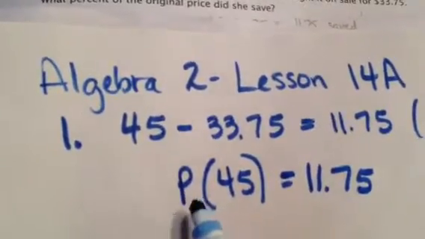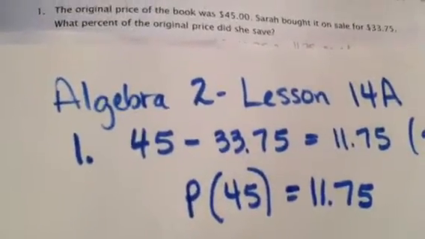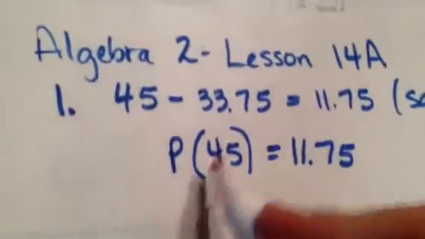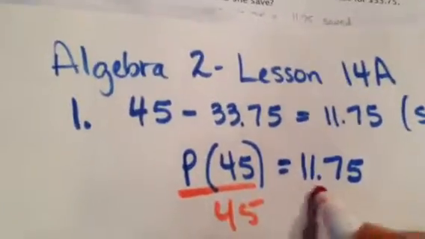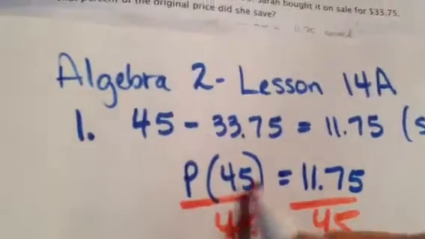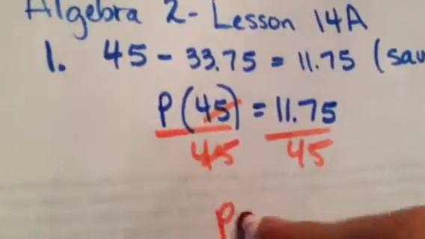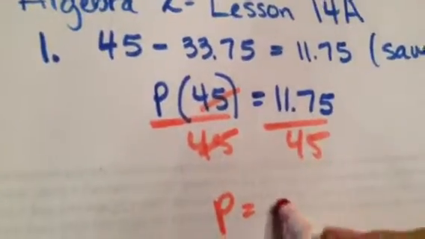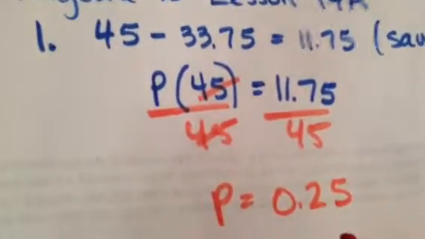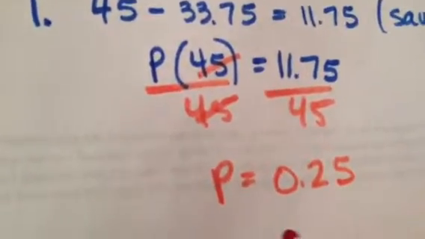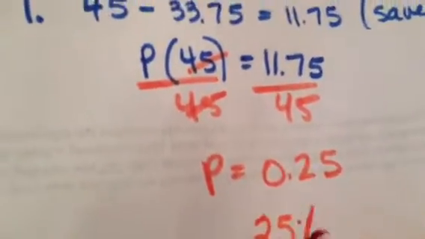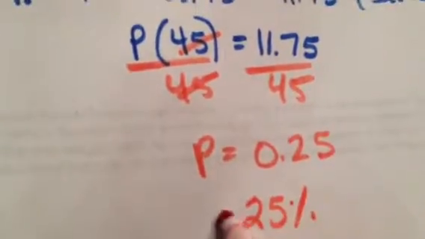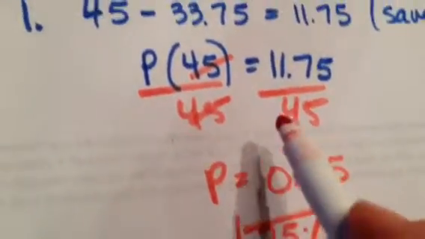If I want to get P by itself, I'm going to have to divide both sides by 45. So if I divide both sides by 45, I'm going to end up getting P equals. Hit this in your calculator. This is the time to use the calculator. You're going to get this. That's not a percent, that's a decimal. So your final answer is going to be 25%. Remember, you always take that decimal and move it over 2 places.